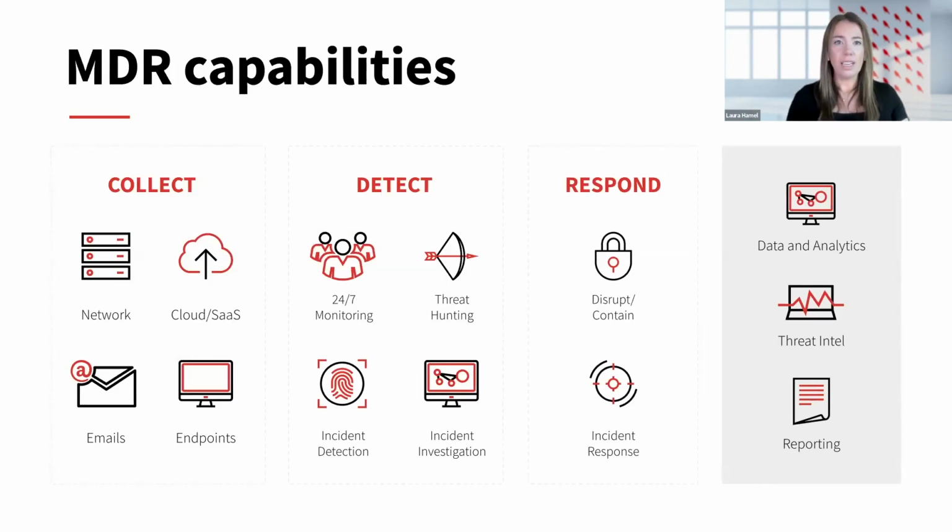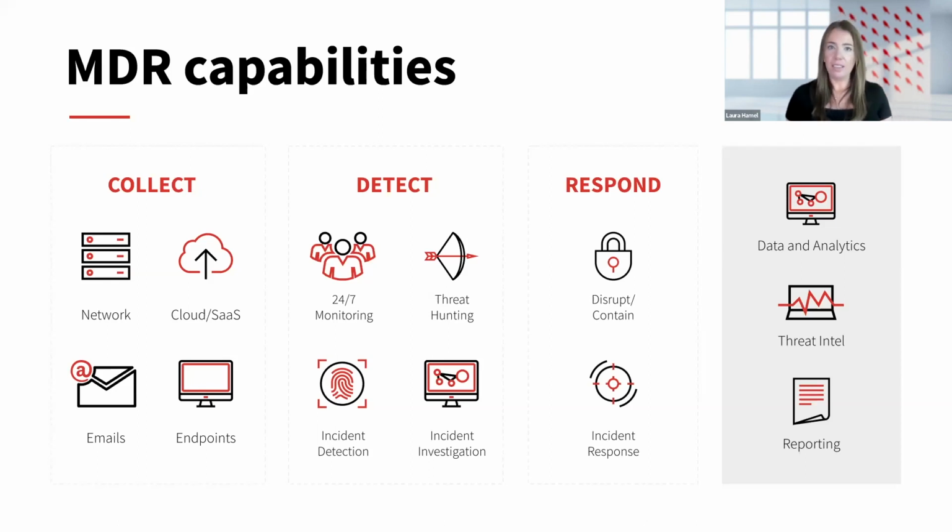And so here's a quick diagram of how an MDR is built out. While an MSSP usually collects data from your SIEM, or a SIEM that they co-manage for you, an MDR will collect data from your network, your cloud and your SaaS applications, your endpoints, and your emails. Then they're able to do deeper detection by providing threat hunting, which I said might be an additional cost, 24/7 monitoring, incident detection, and incident investigation.